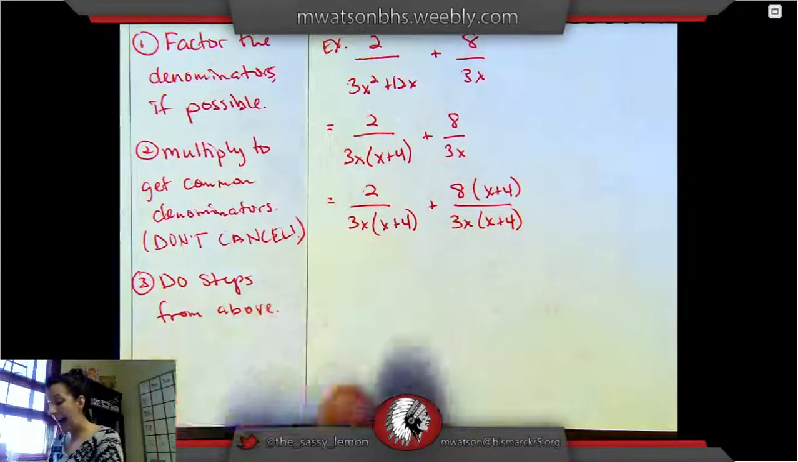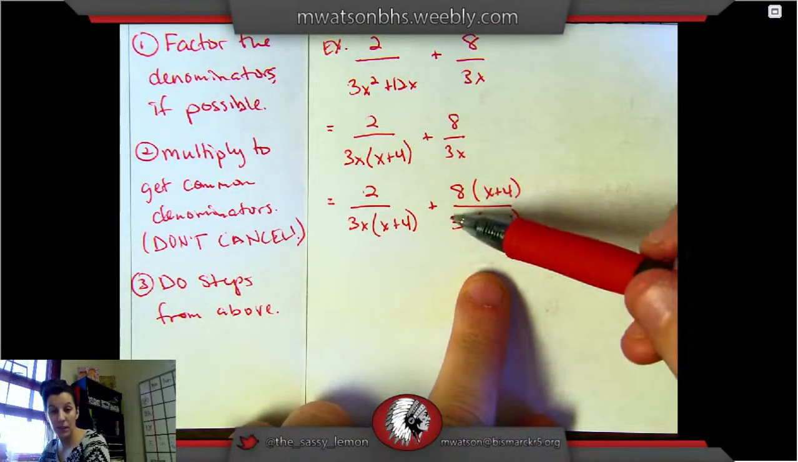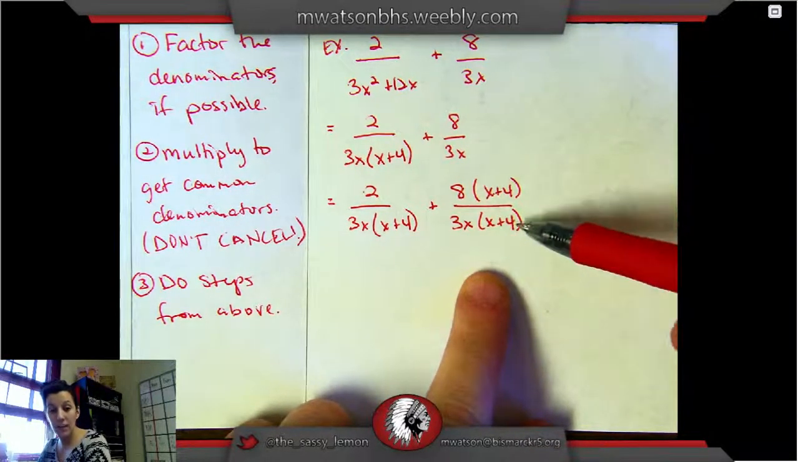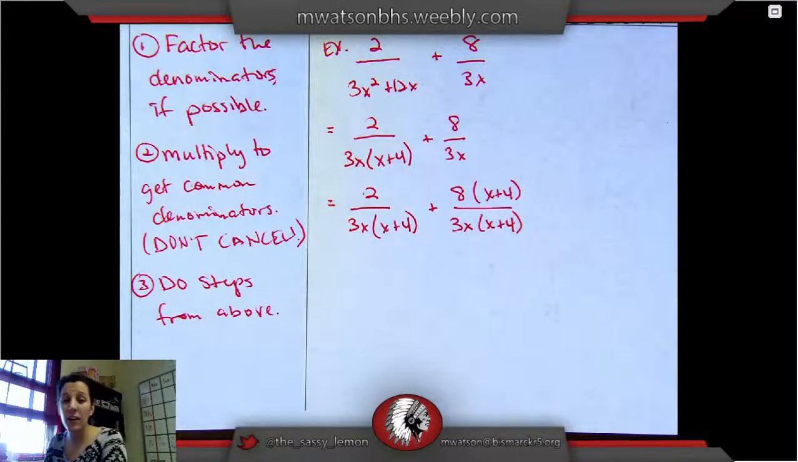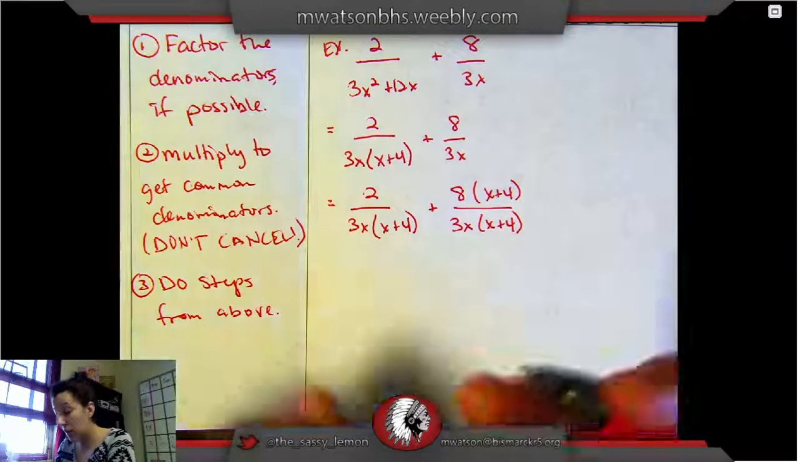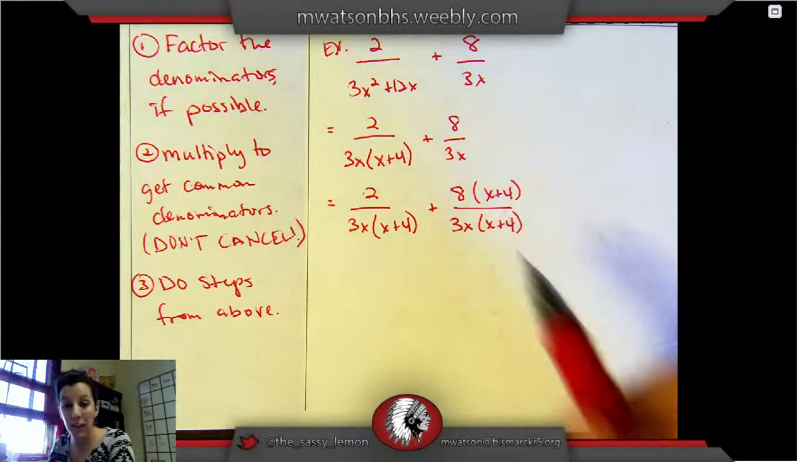So all I changed in the problem from this step to this step is I multiplied to get my common denominator. At this point, the denominator is now the same. So we can do the steps from above. Now remember, don't be tempted to cancel. You just multiplied by this, so you don't want to cancel.